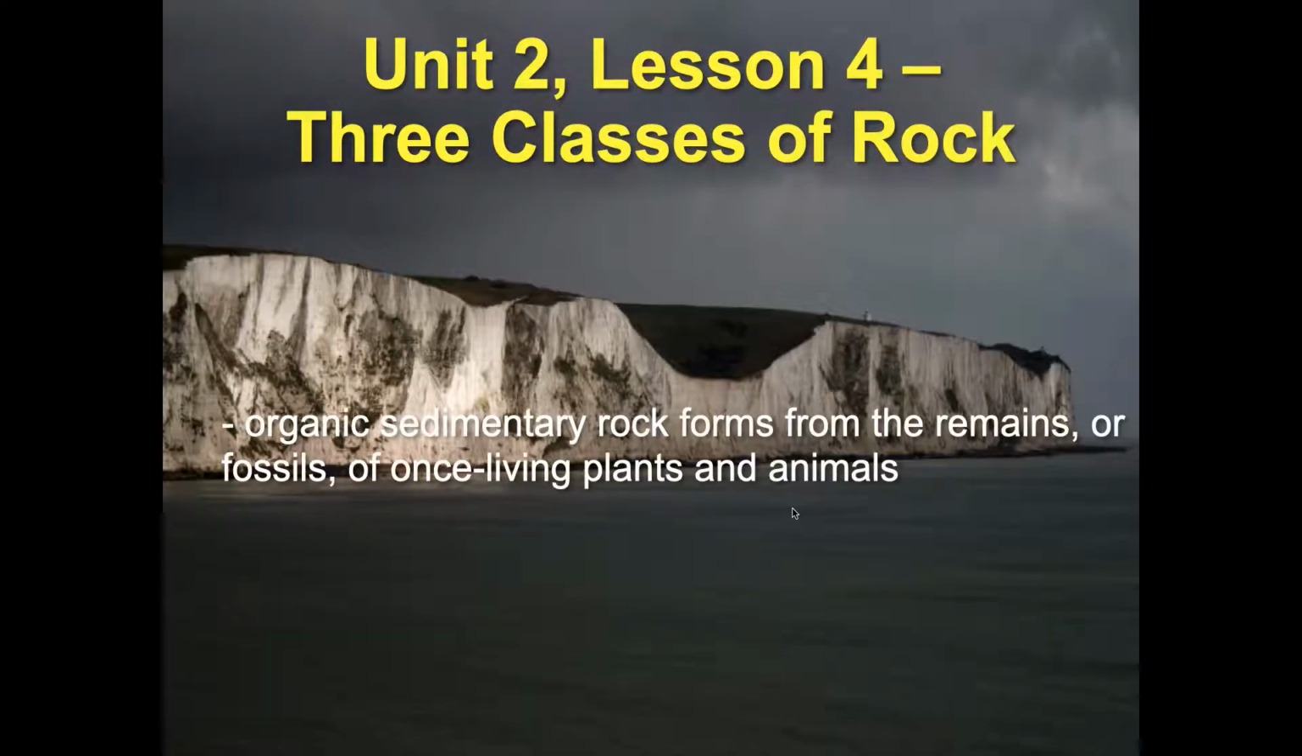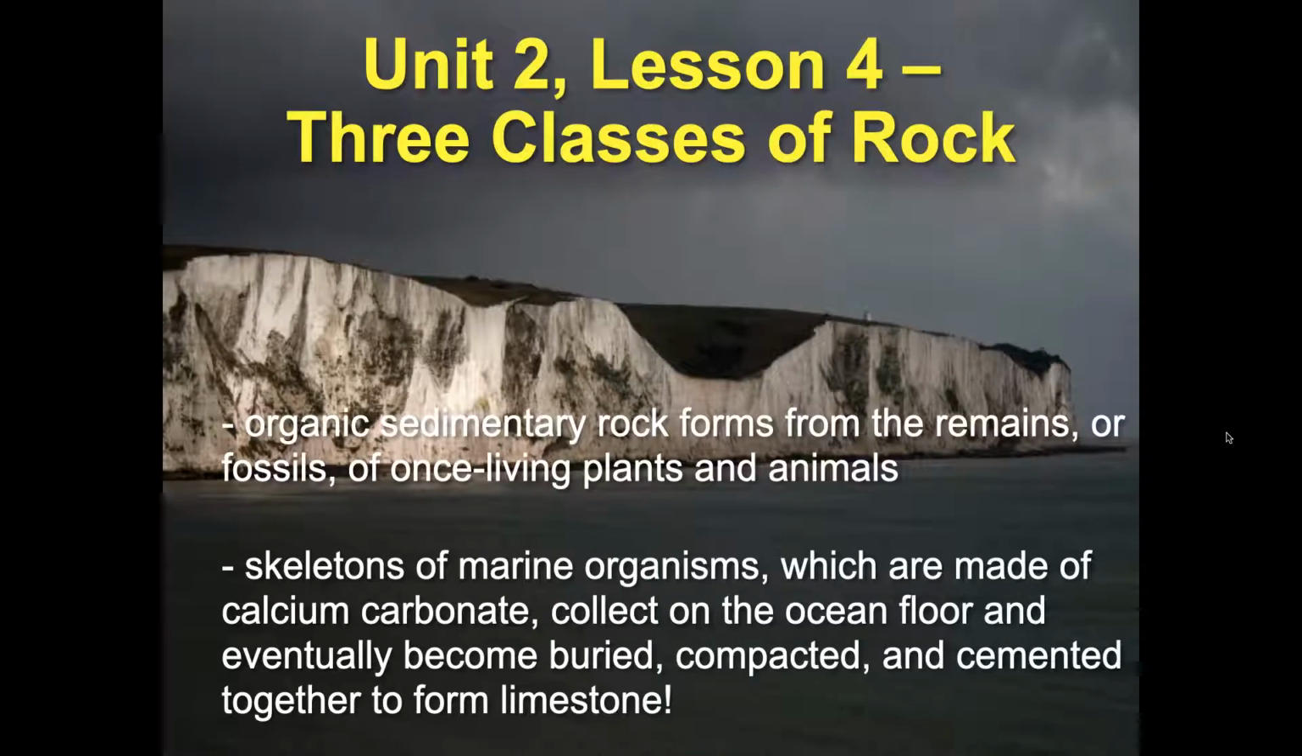All right, the last type of sedimentary rock is what's called organic. So we've had clastic, chemical, and now this is organic. And it makes sense. Remember, organic means living. They form from the remains or fossils of once living plants and animals. I'll read it to you. Skeletons of marine organisms, which are made of calcium carbonate, collect on the ocean floor and eventually become buried, compacted, or cemented together to form specifically limestone. So that is organic. They have remains or fossils in them.